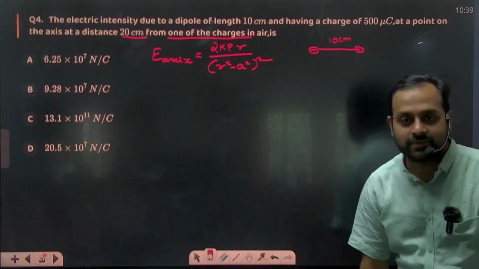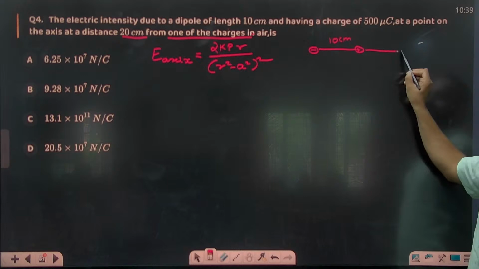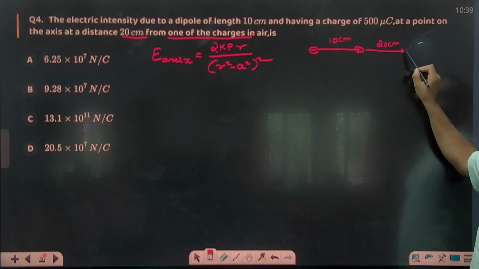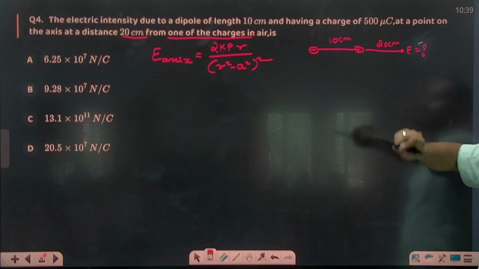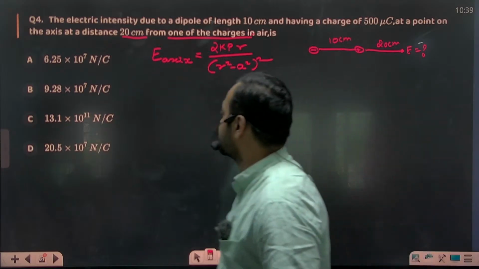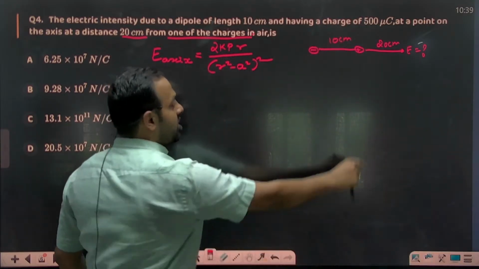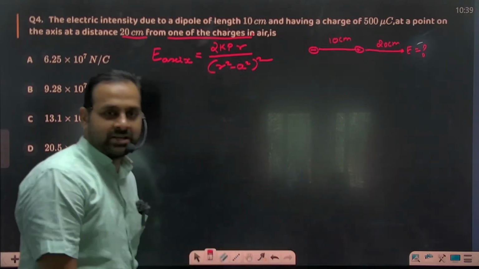Can I take that this is the point, and the distance of the point is 20 centimeters. Here they have asked us to calculate the electric field. What is it saying? You have a dipole, minus plus. Distance between them is 10 centimeters. The point on the axis is at a distance of 20 centimeters.